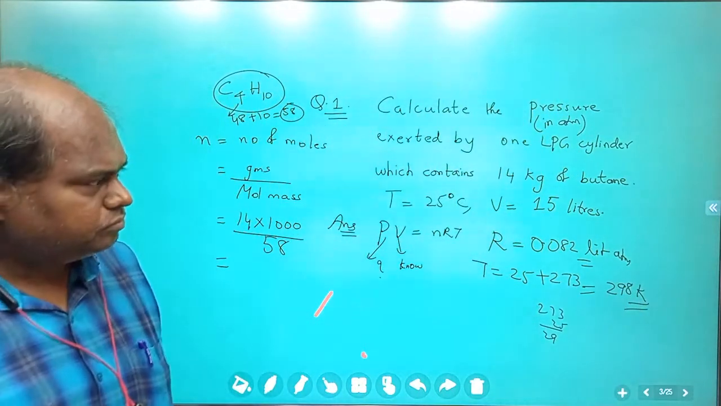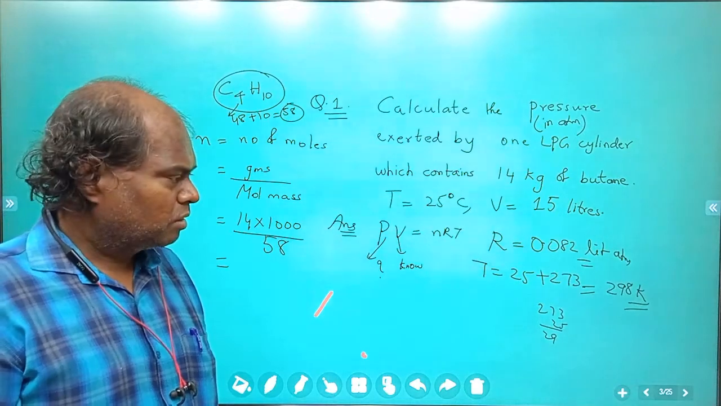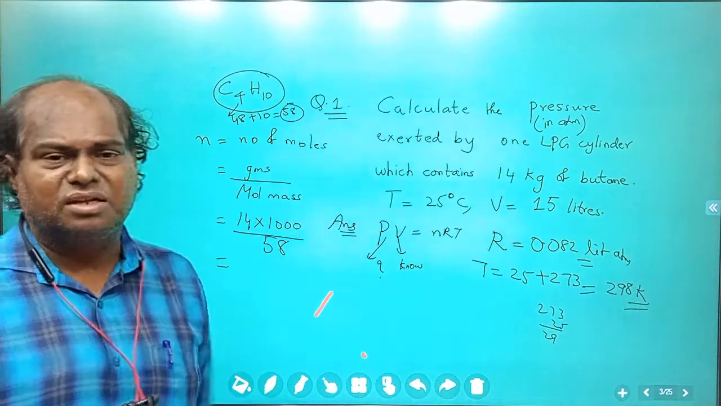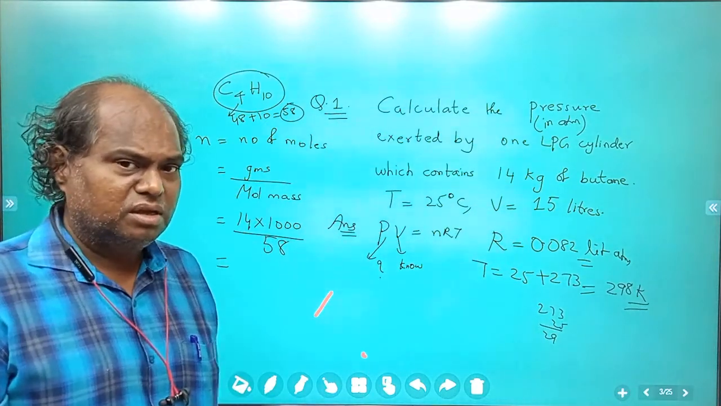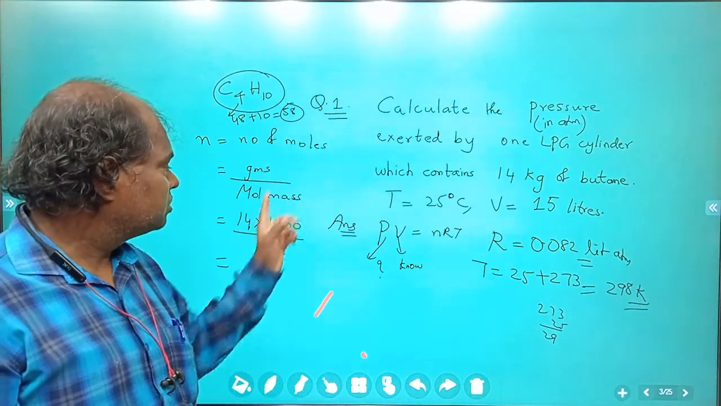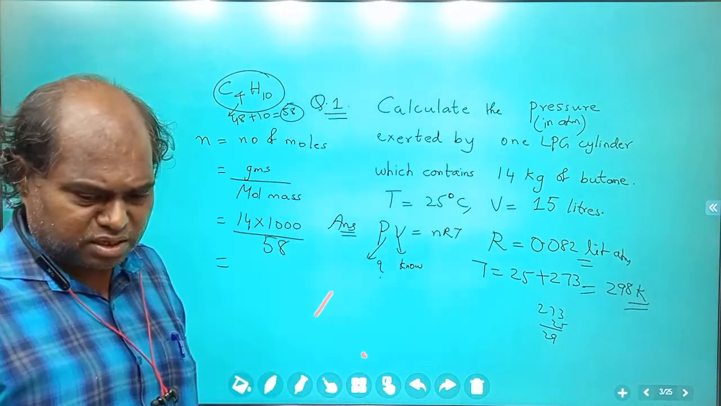298. Fine. So temperature you got 290. Now you have to just substitute in this and get the answer. So it's a very easy sum. Okay. So take care of the units first. Very important. Okay. Moles you can do like this. Now you can just substitute and get the answer.